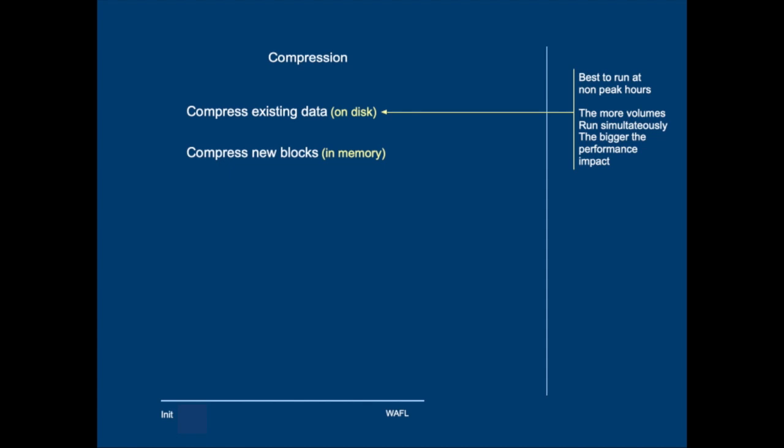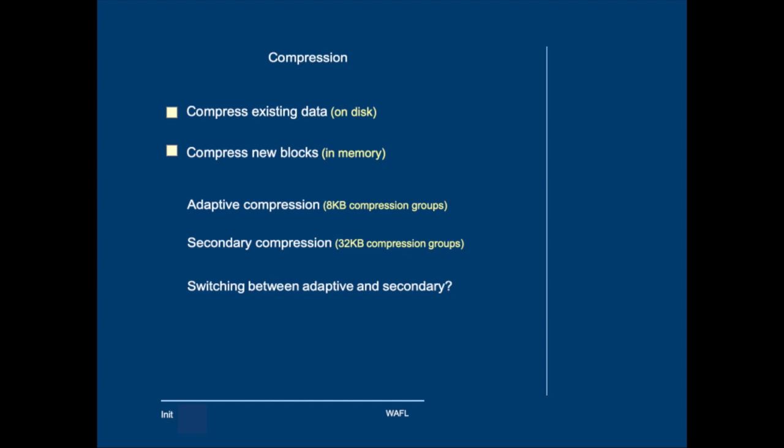Next to either inline or post-process, there is also a difference in the amount of data that is compressed. What I mean by that is that ONTAP, or WAFL, works with compression groups. That means there are two sizes of block groups, or as NetApp calls it, compression groups. So you can compress groups of 8 kilobytes or groups of 32 kilobytes. Compressing groups of 8K is called adaptive compression. Compressing groups of 32 kilobytes is called secondary compression.